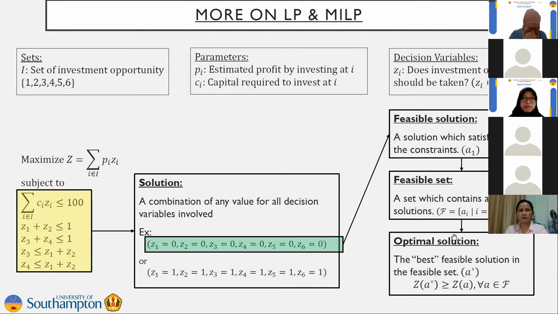The point is, of all the optimal solutions, it doesn't have to be one. It could result in many best solutions.